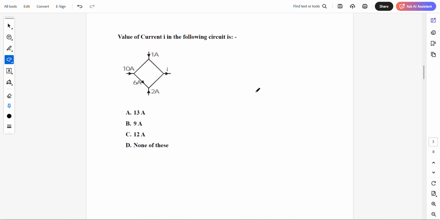Look here, it is saying: value of current I in the following circuit is, how to calculate the value of I. Sum of incoming currents is equal to sum of outgoing currents. You think of this one only. See, it is like this here, right? This is the outgoing current. I is equal to question mark, right?